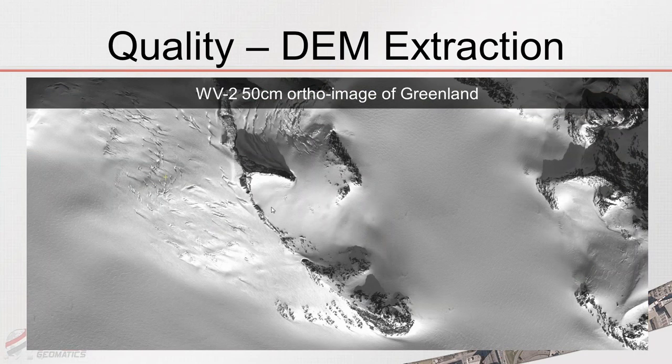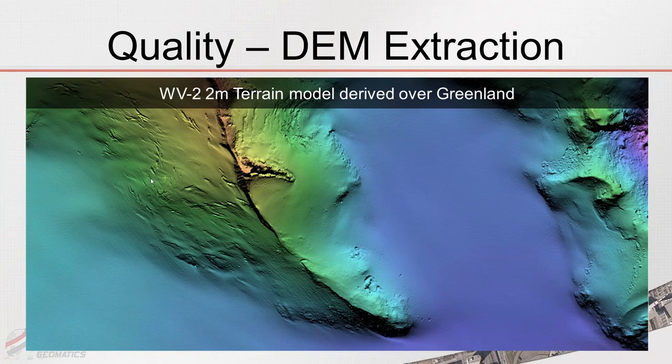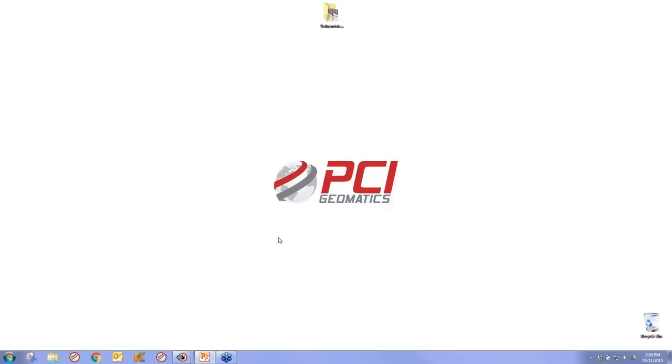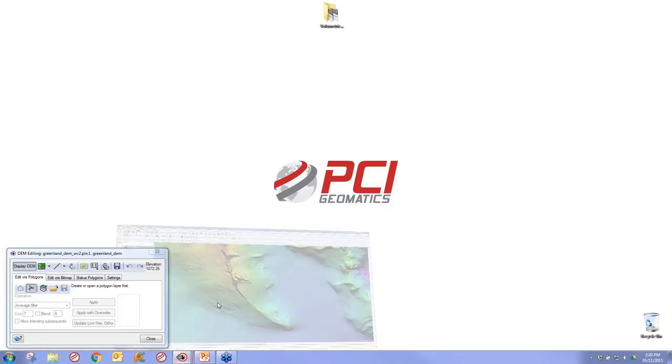As also mentioned, one of the improvements is our correlator, where we get better correlation and fewer failed values, even in poor contrast. Generally, a very challenging area to extract digital elevation models on includes areas such as snow cover regions. Here we have an example of Greenland, and this is the DSM that was extracted from it. And I actually have this example, which I'd like to show.